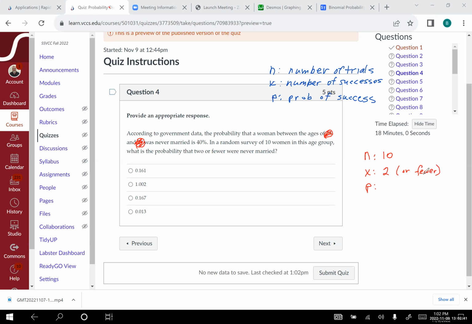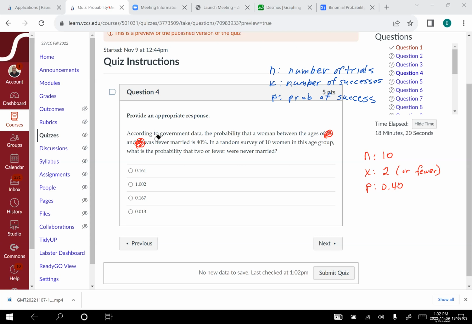And then what's the probability of success? What's the probability of never being married? In this problem, that's considered a success. So there's a 40% chance that a woman in that age group was never married. So that's our probability of success for this problem.